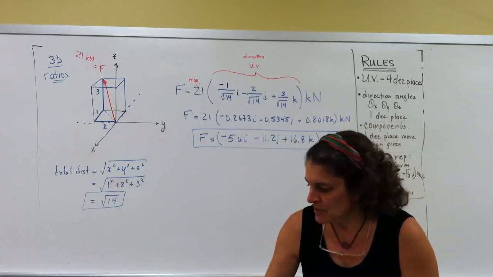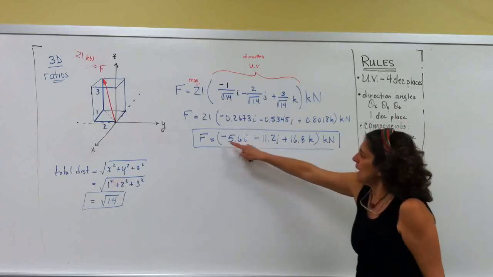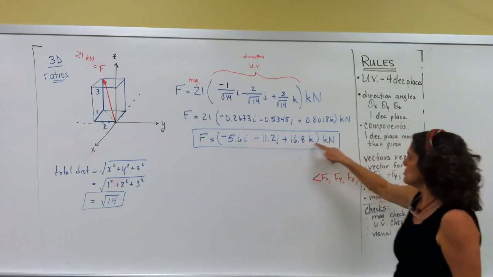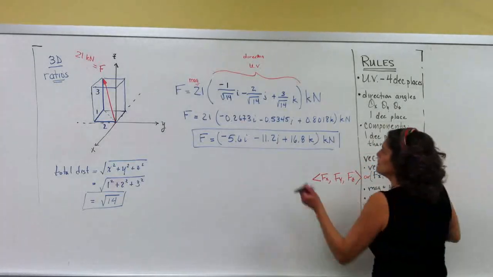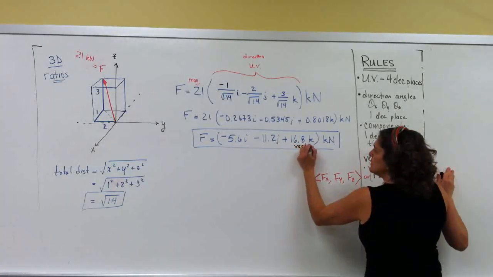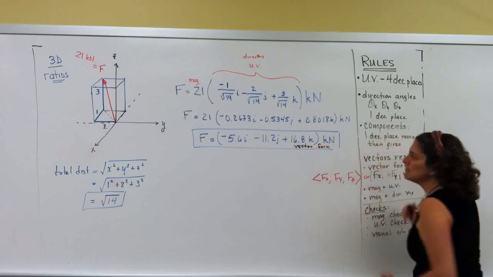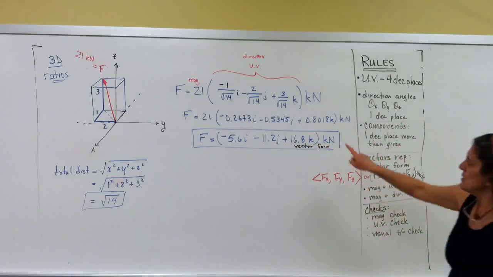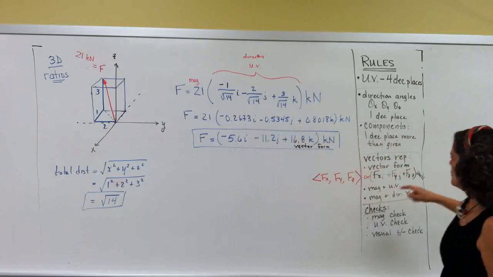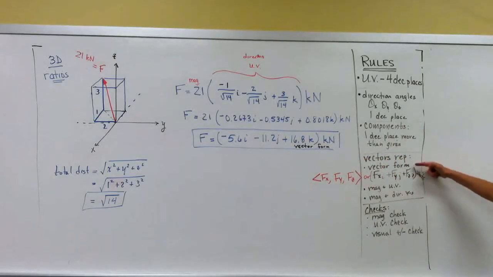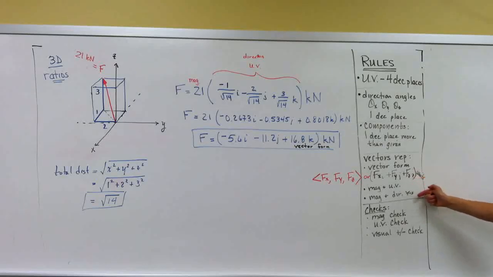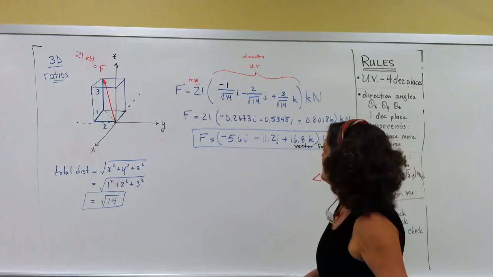So let's look at a few things. First, how did I represent this? This is represented in vector form. So here I represented the force in vector form, and this we said is our unit vector. We have 3 ways that we can represent our forces: vector form, magnitude and unit vector, and magnitude and direction angle. But before we represent it in the other 2 ways, I want to make sure that we're doing our checks. So let's do our checks in red.